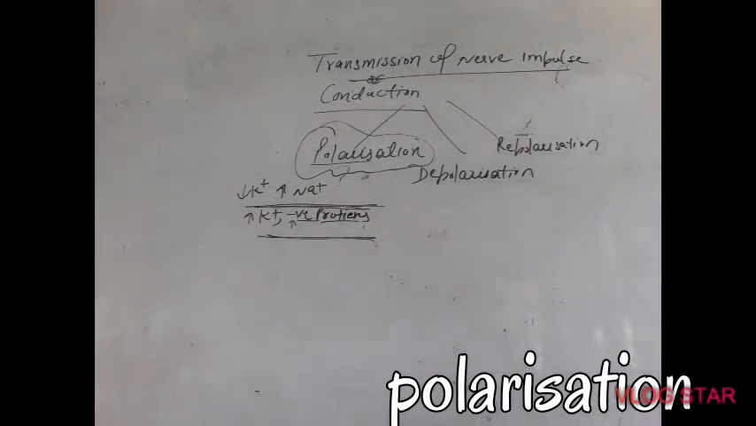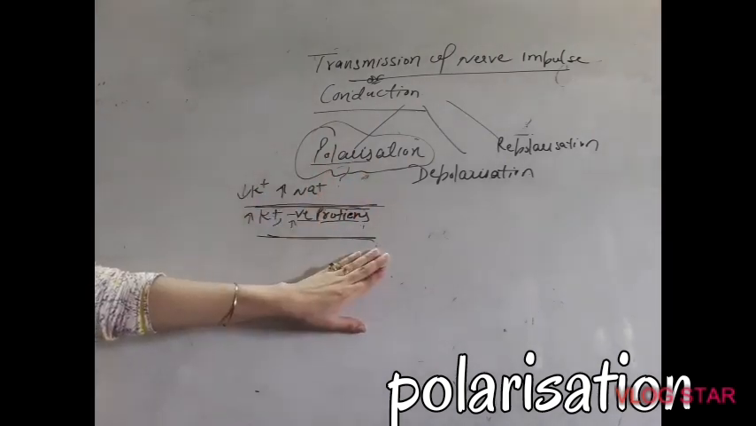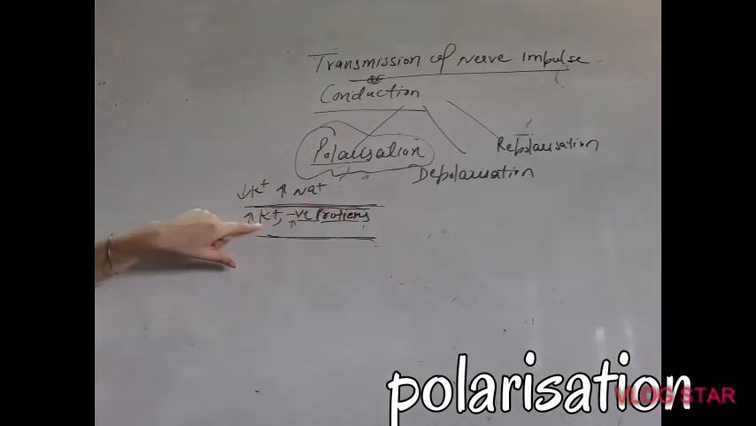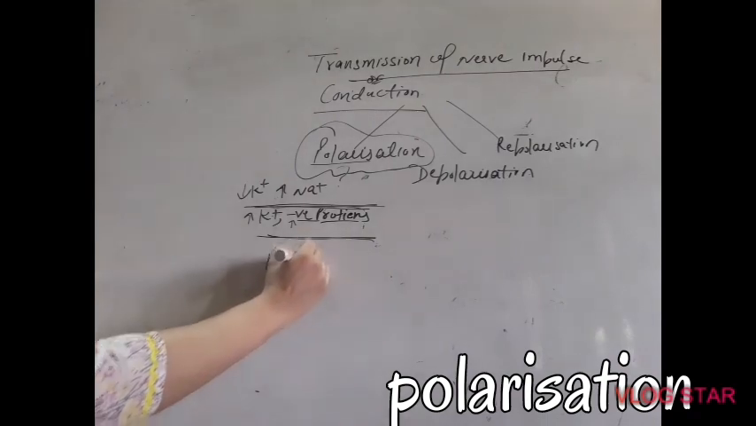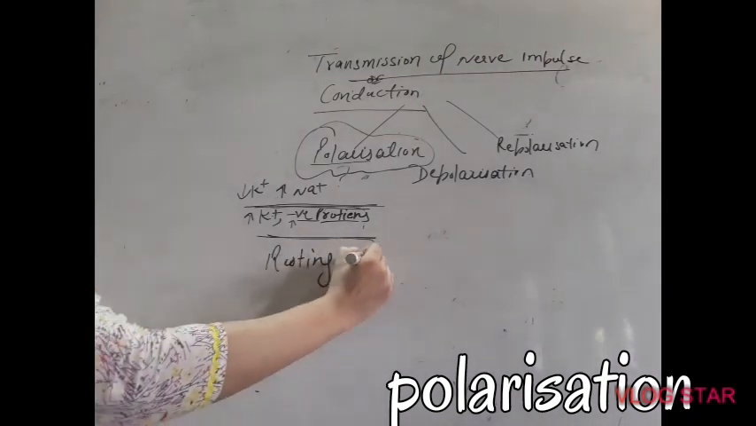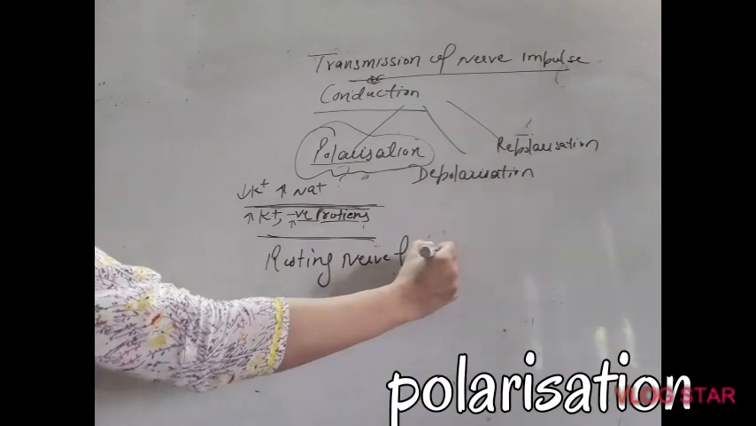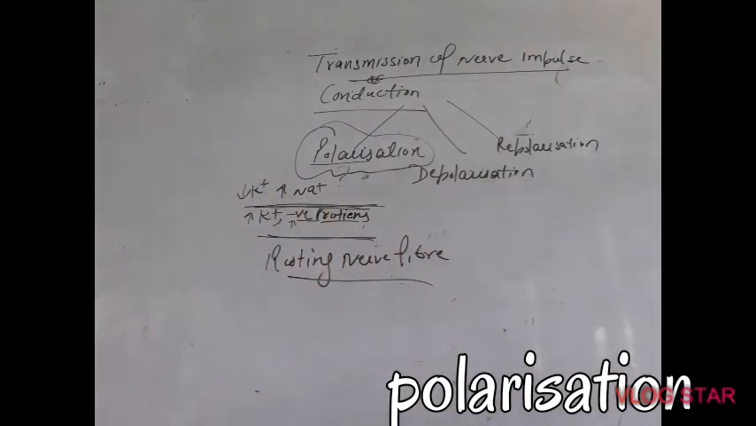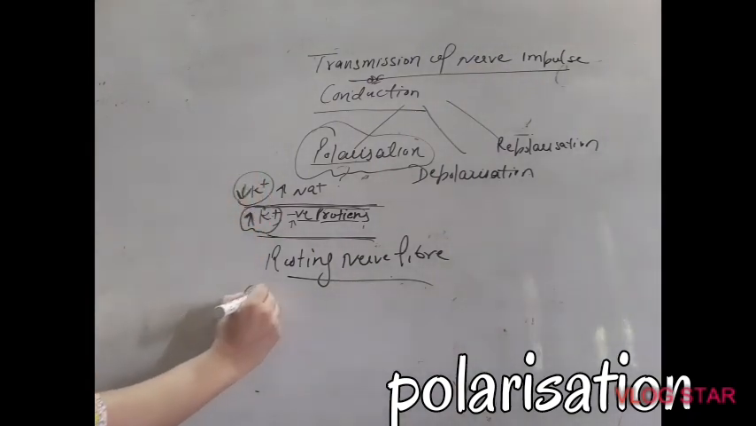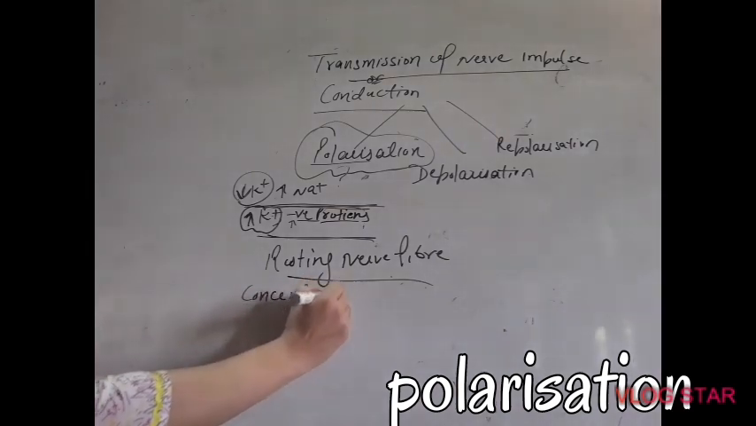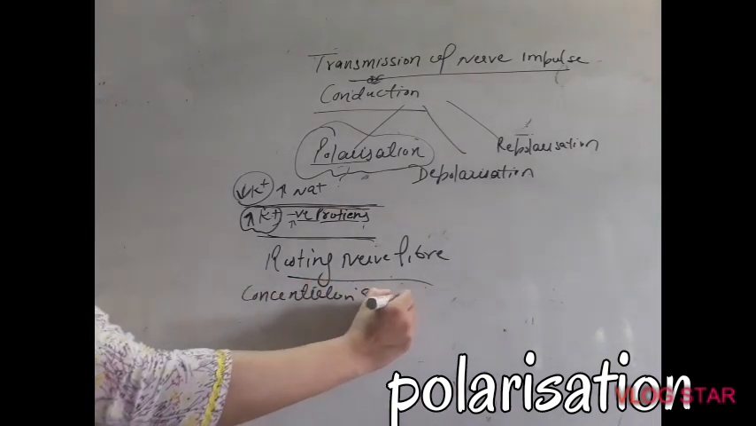concentration gradient. When a nerve fiber does not carry any impulse, when it is at rest, it has more concentration of potassium ions inside the membrane and less concentration of potassium ions outside the membrane. Then it is said to be at rest. So it is actually a resting nerve fiber. It creates a concentration difference, like more inside and less outside. This concentration difference is known as concentration gradient.